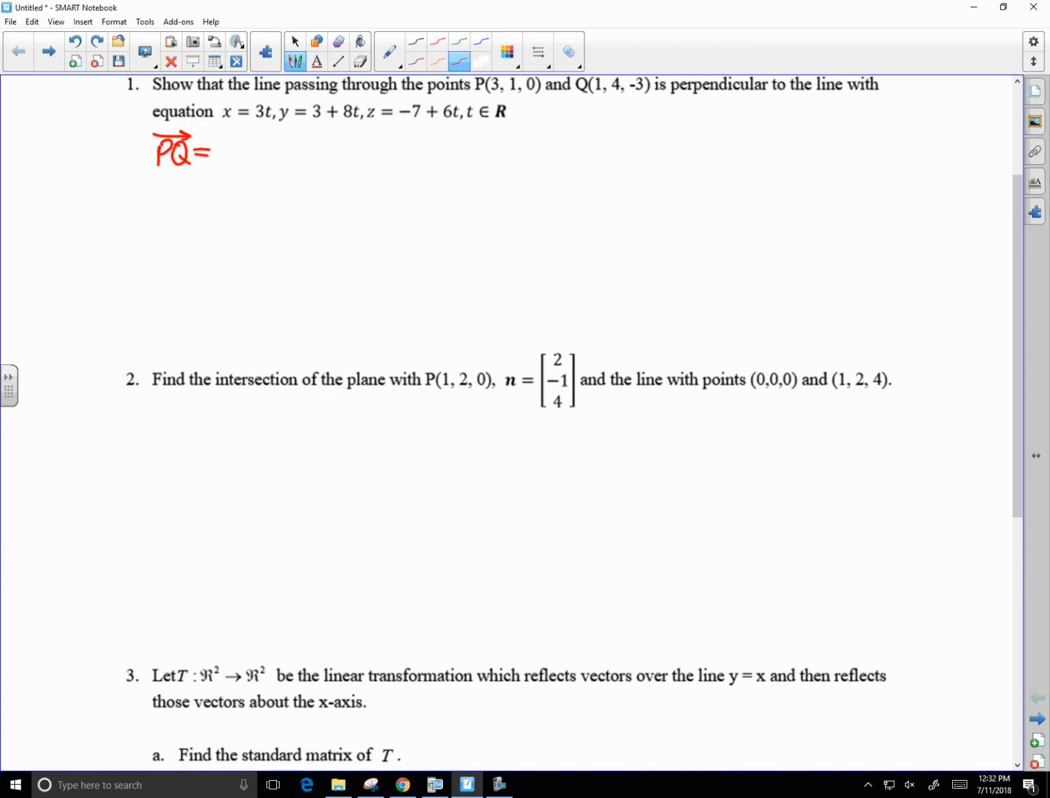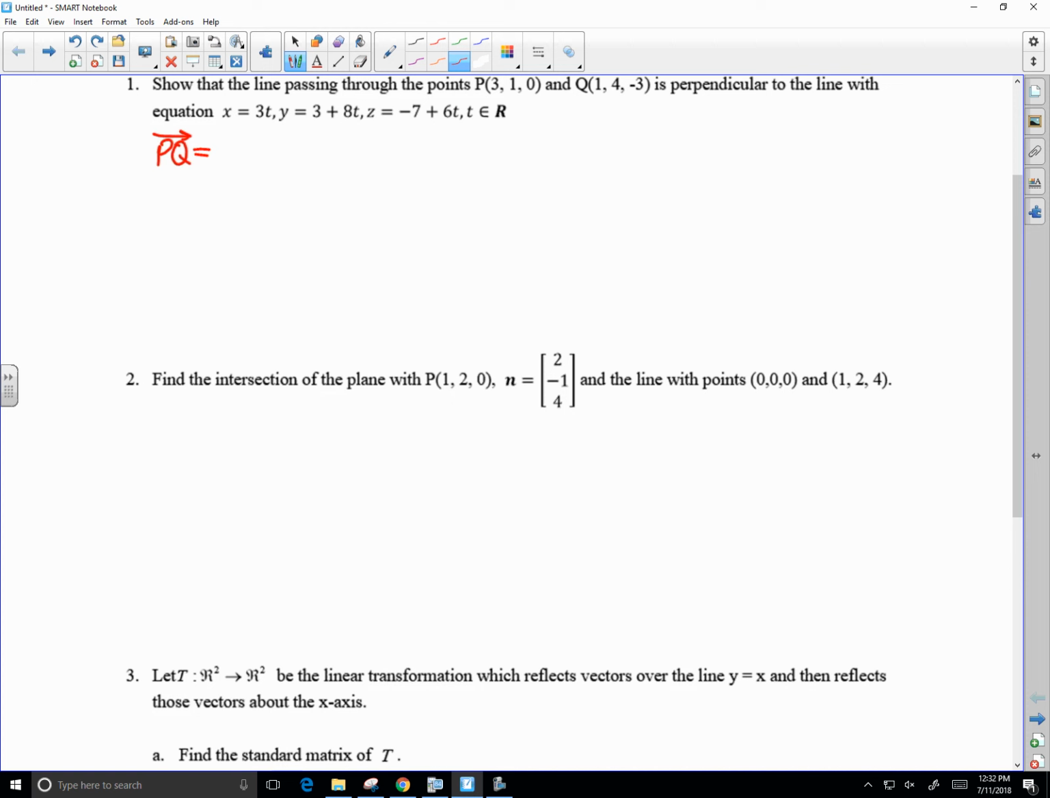All right, so vector PQ. In order to show that it's perpendicular, we need the dot product to be equal to 0, right? That has to do with the cosine relationship. Cosine of theta is equal to u dot b over the magnitudes multiplied. And so if the dot product of two vectors is equal to 0, it means they're orthogonal to one another.